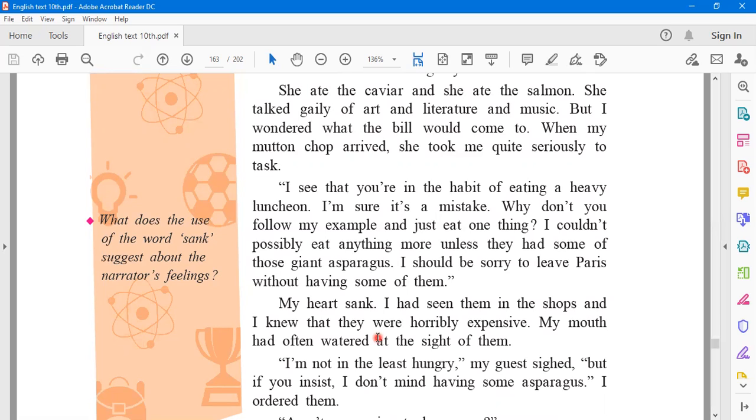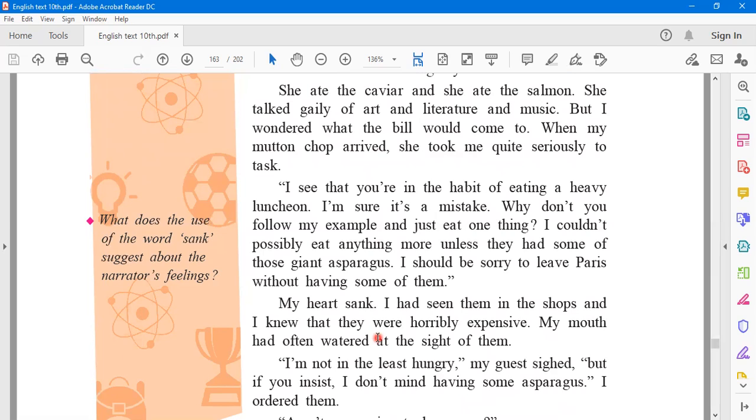"My heart sank." Now the author was really getting disappointed. "I had seen them in the shops and I knew that they were horribly expensive. My mouth had often watered at the sight of them." Mouth watering? That is, he wanted to have it, but he couldn't afford it. So he had just seen them and admired them, but he never thought that he would have it at any point of time in life because he knew he would not be able to afford it. It was beyond his means, or the money he had, he would never be able to afford it.